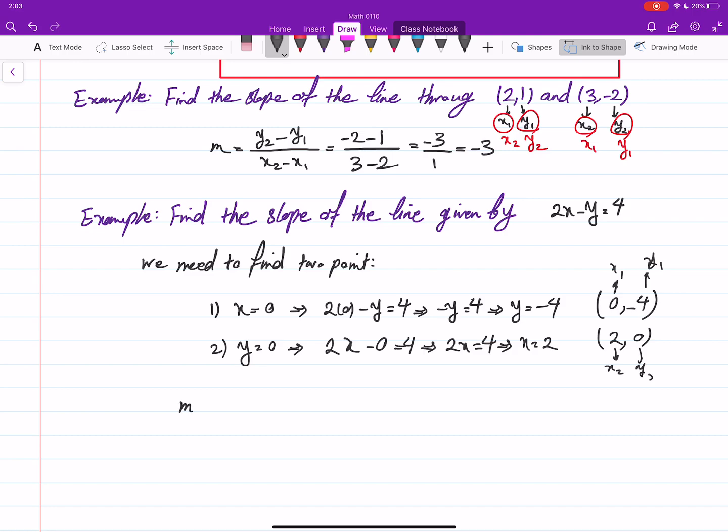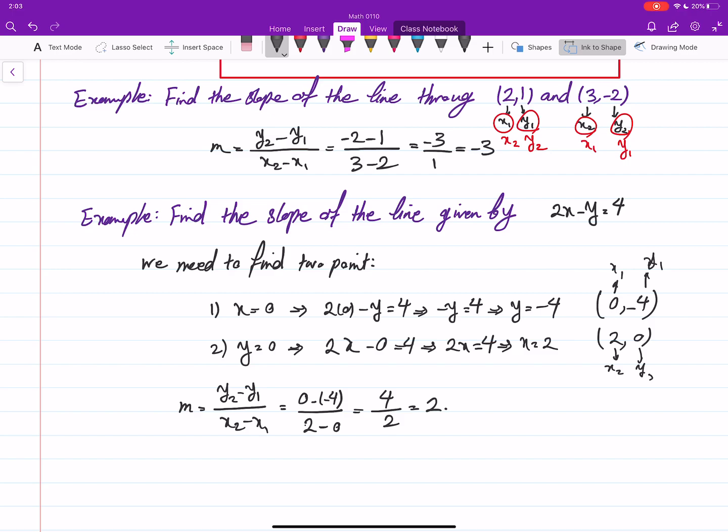So the slope is y2 minus y1 over x2 minus x1. And this gives me what? 0 minus negative 4, over 2 minus 0. So this is 4 over 2, which gives me 2. The slope of this line is 2.